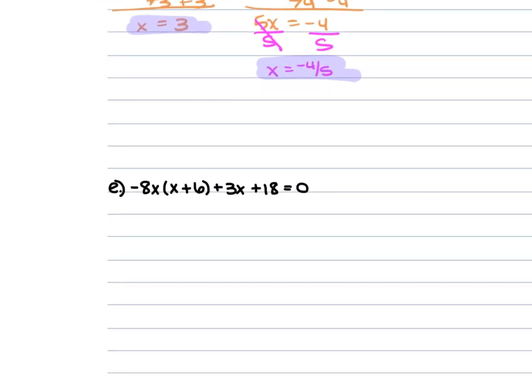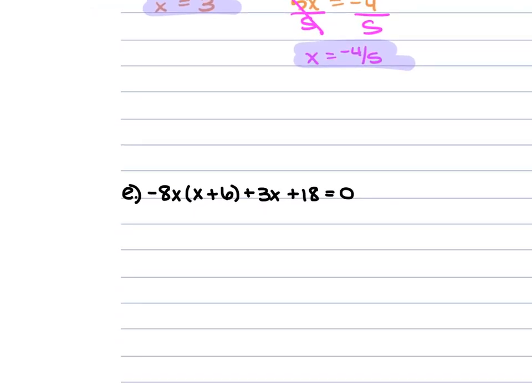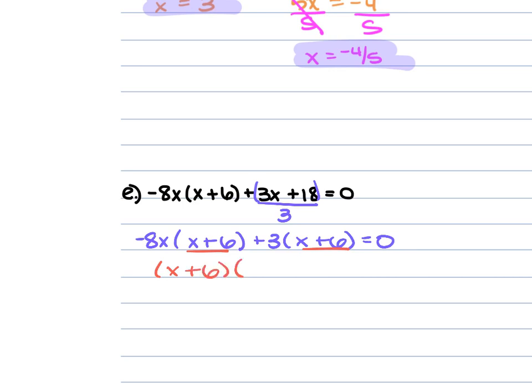For E, we have negative 8x times x plus 6 plus 3x plus 18 is equal to 0. So with that 3x plus 18, we're going to put a parentheses. We're going to just factor out a 3. So this is going to give us negative 8x times x plus 6 plus 3 times x plus 6 is equal to 0. So now these two parentheses are the same, so we're going to rewrite one of them, x plus 6. We're going to make another with the negative 8x plus 3 and set it equal to 0.